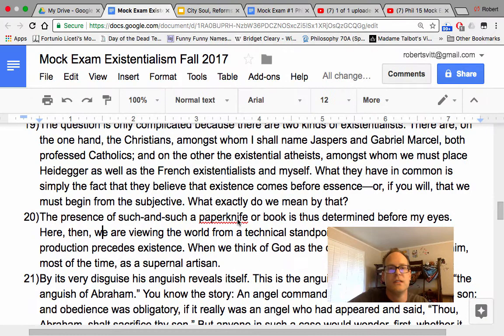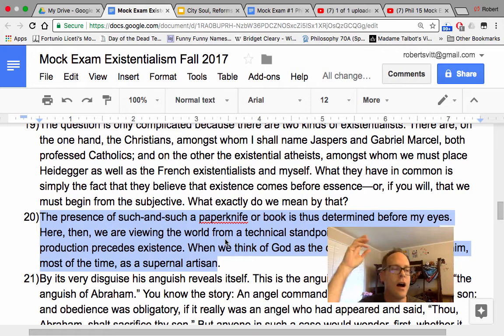All right. Here we are. Number 20. The presence of such and such a paper knife or book is thus determined before my eyes. This is Sartre, and he's comparing objects that have been created, like scissors, which is what he means by a paper knife, or a pen, or a book, right? That's determined by looking at what the person who invented the thing intended it to do, right? And so we can think of God in that way, God as sort of coming up with our essence, what we're supposed to be doing, and then creating us, and we go and do it. That's really what he means there in 20.